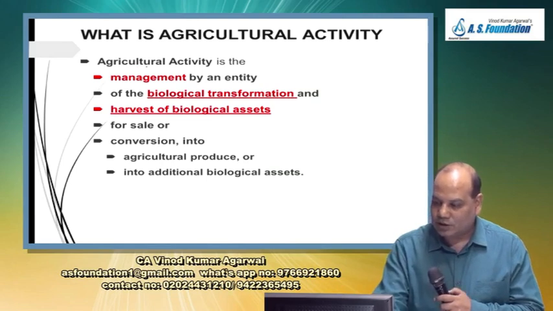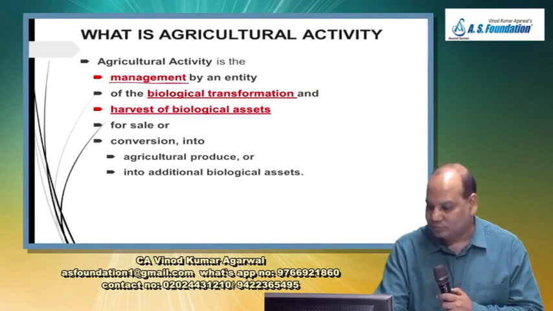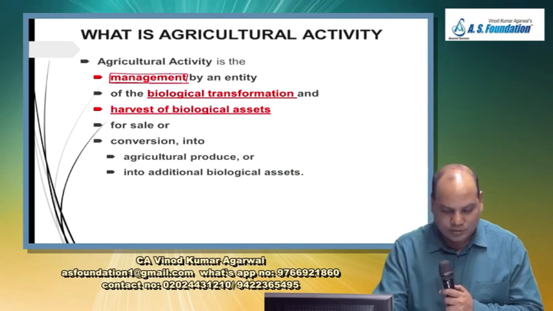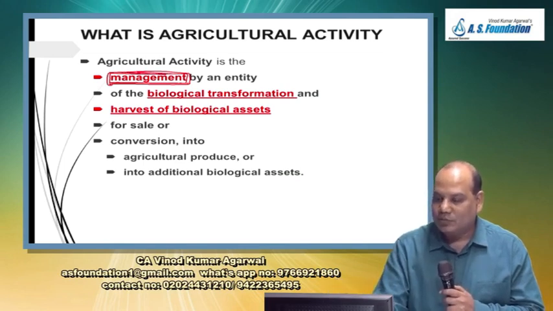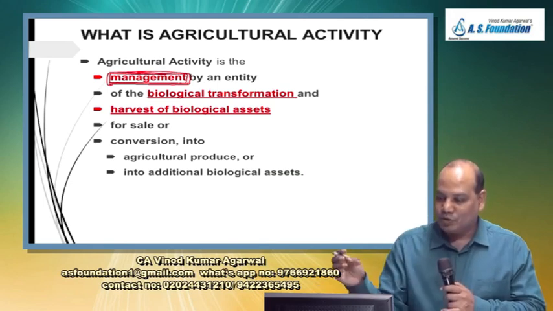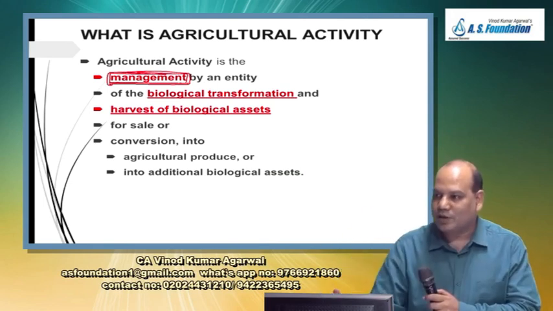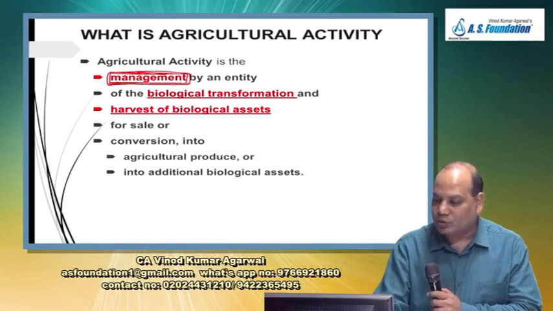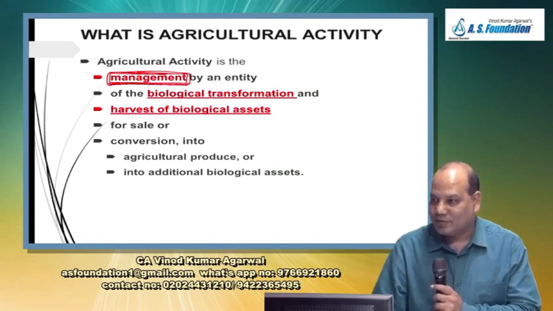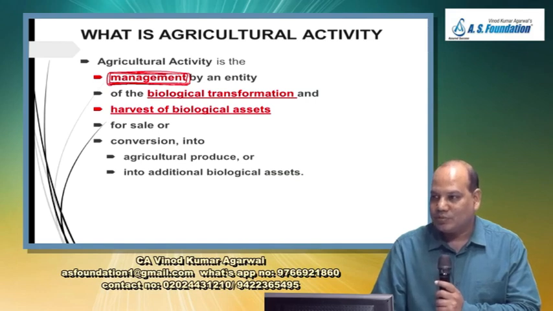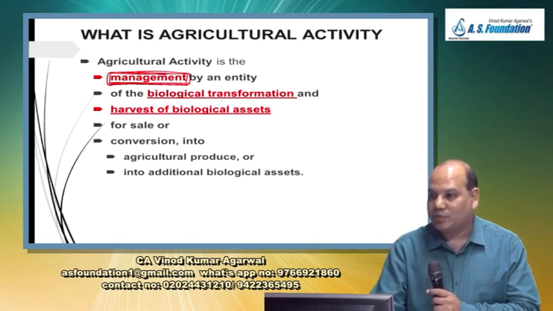So agricultural activity is the management by the entity. Underline management. Now management means you take all the necessary action to achieve something. You do the planning. Okay, you arrange for resources. You arrange for human resources to look after that activity. So when you go to do fishing in an ocean, it is not management. Is it right? It is an unmanaged resource.